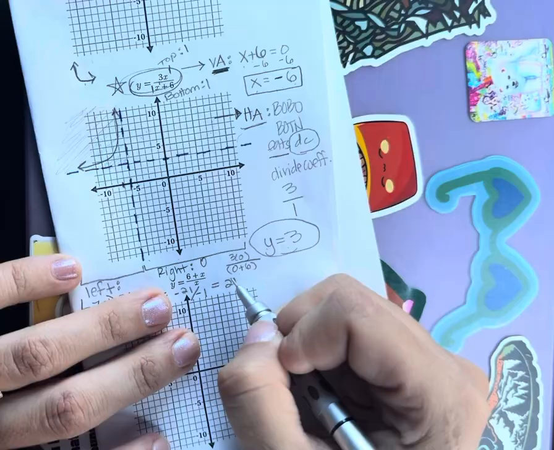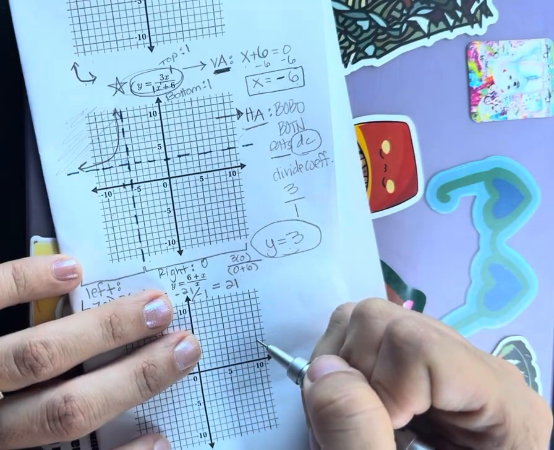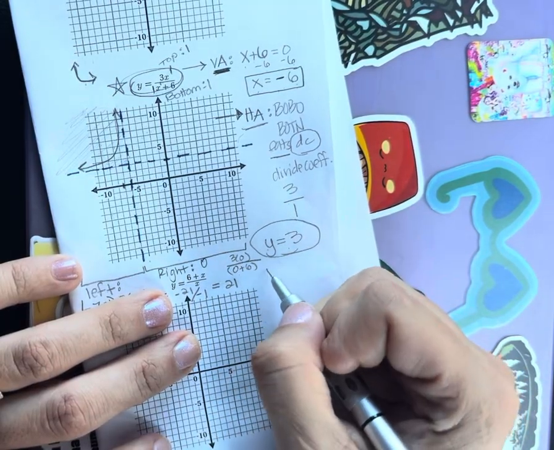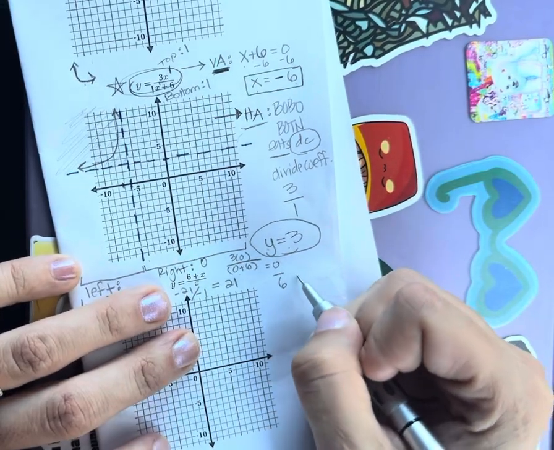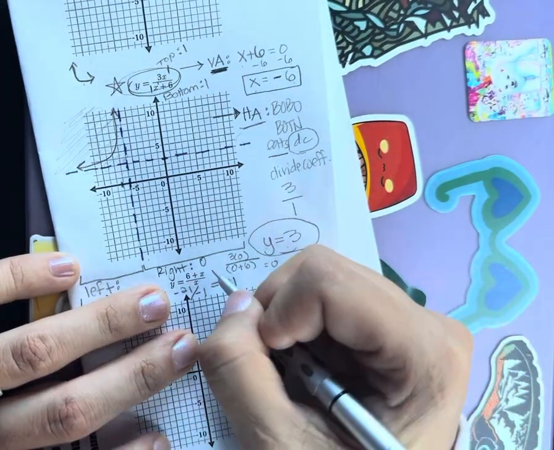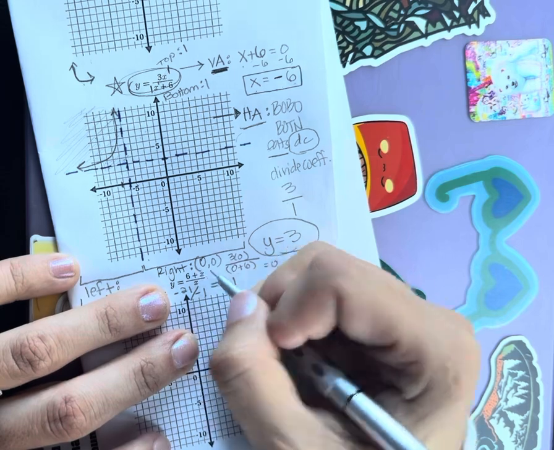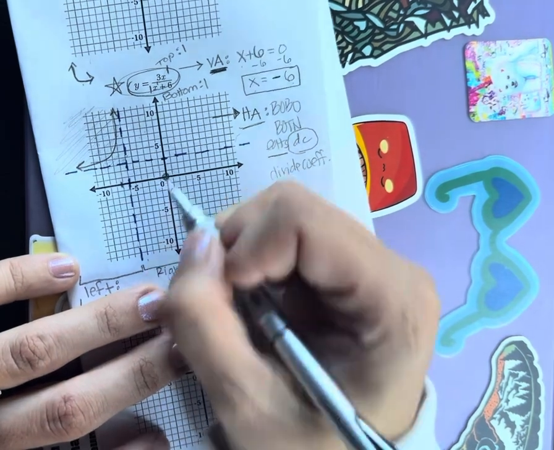Which, if you type in exactly like this, the calculator will give you the right answer. But 3 times 0 is 0, divided by 0 plus 6 is 6, and 0 divided by 6 is 0. Which means my point is actually at (0, 0) right here.